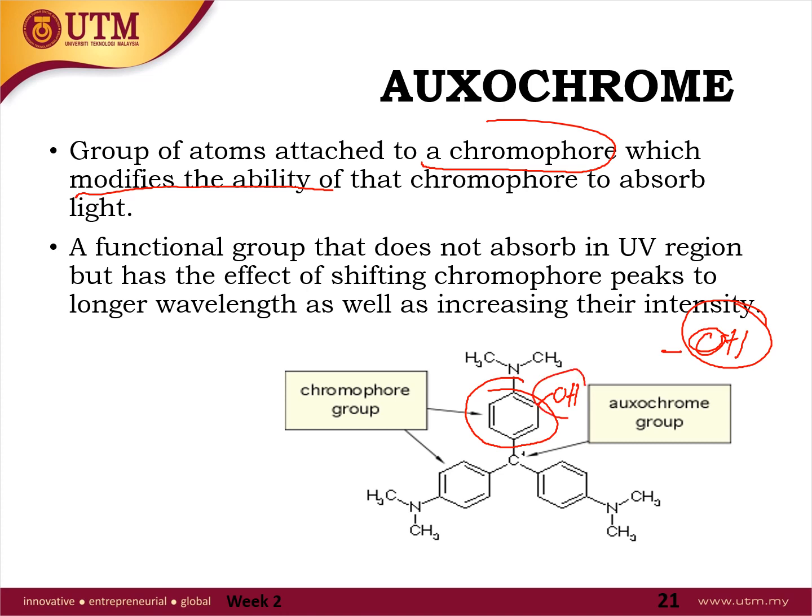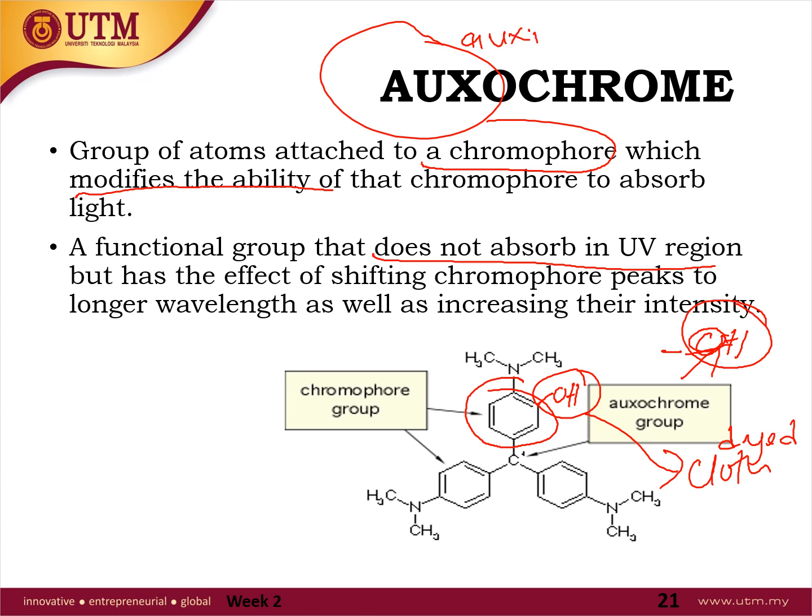This is usually used in the making of cloth, dyed cloth. Sometimes some manufacturers purposely put alkaline salt inside the whole dye system so that the dye color intensity is even higher. It does not absorb UV, but it helps. That's why nama dia auxo. Auxo datang daripada perkataan auxiliary. Okay.